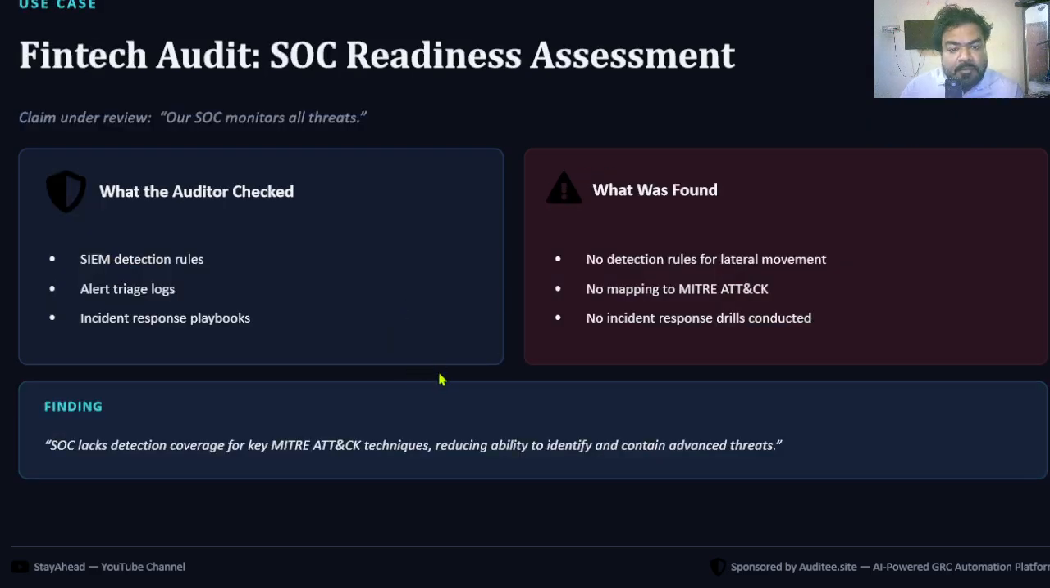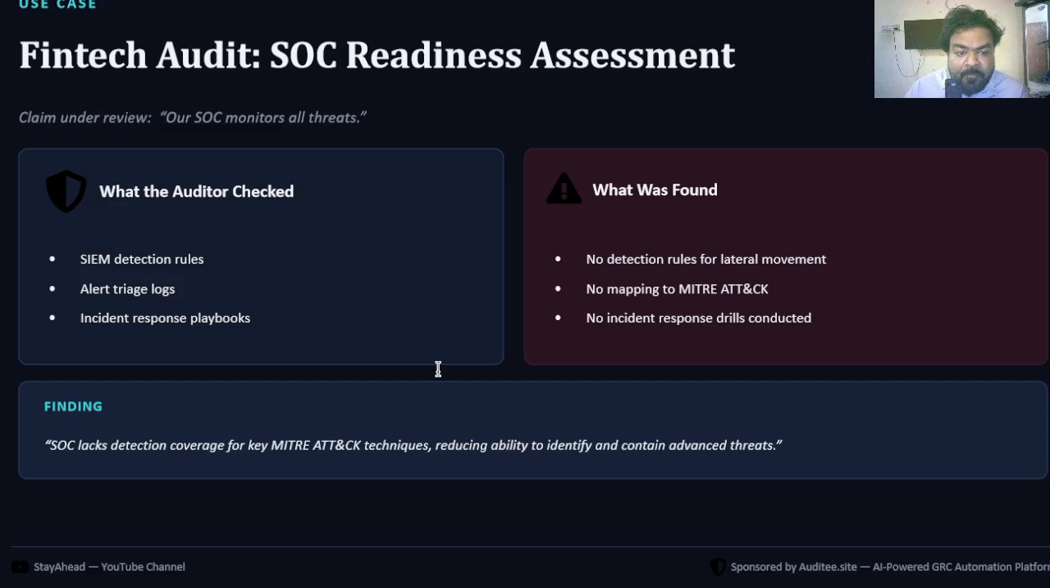Use case: SOC readiness audit. Last scenario: a fintech company that proudly claims, quote, our SOC monitors all threats. Auditors don't take claims like that at face value, so the team checked the SIEM detection rules, the alert triage logs, and the incident response playbooks. What they found told a very different story.